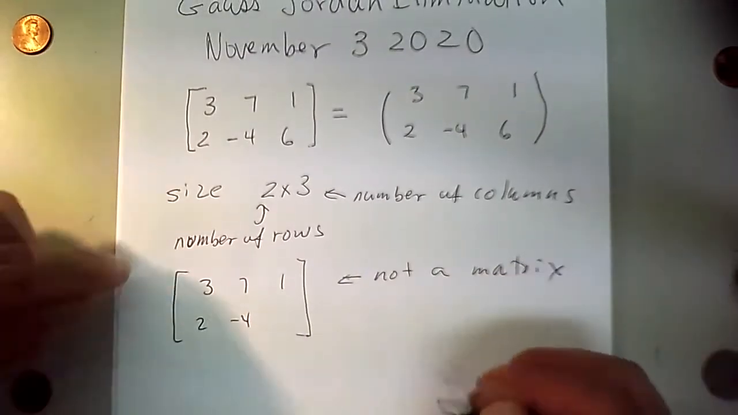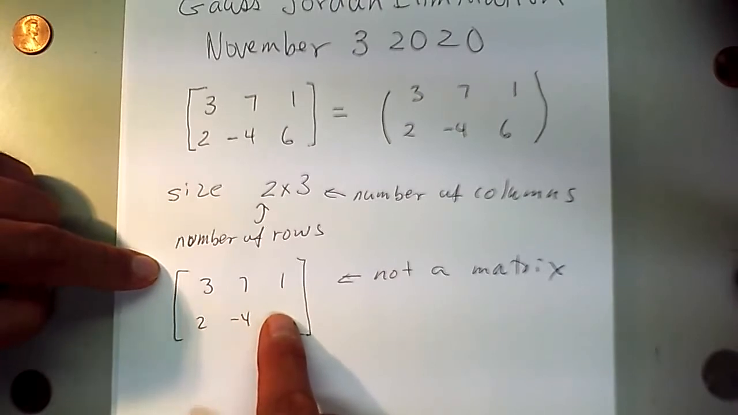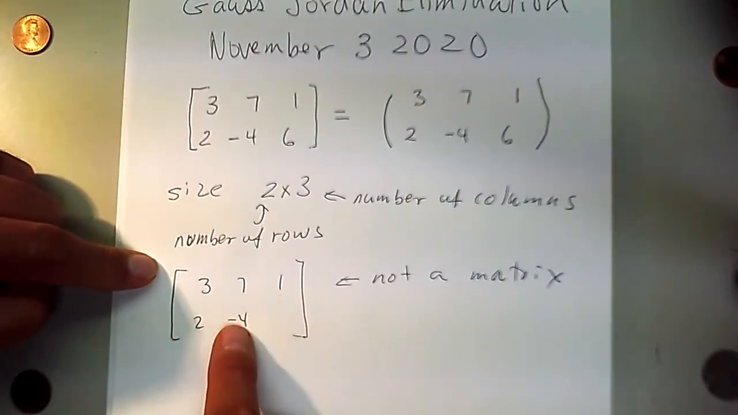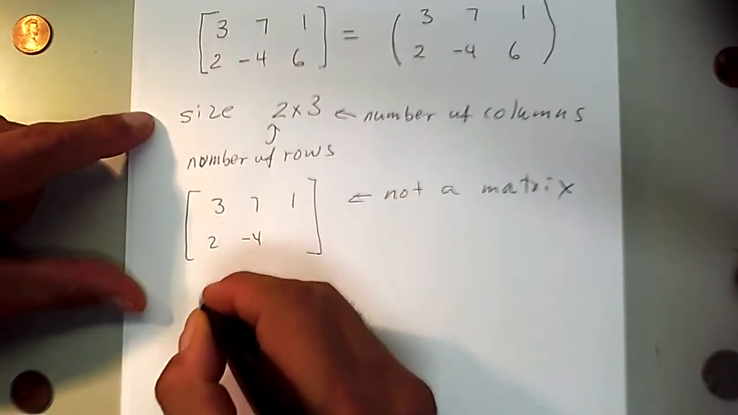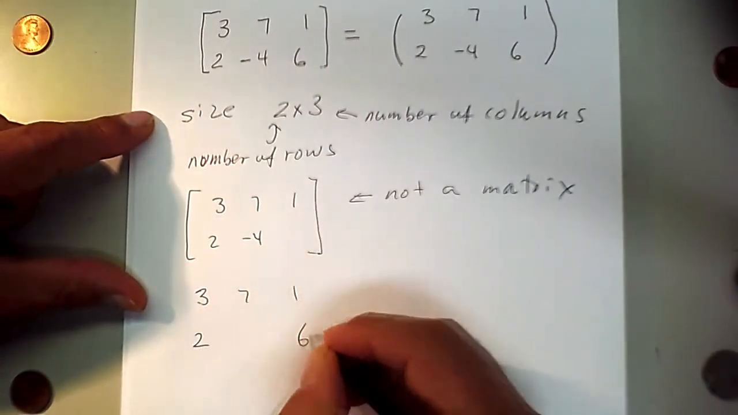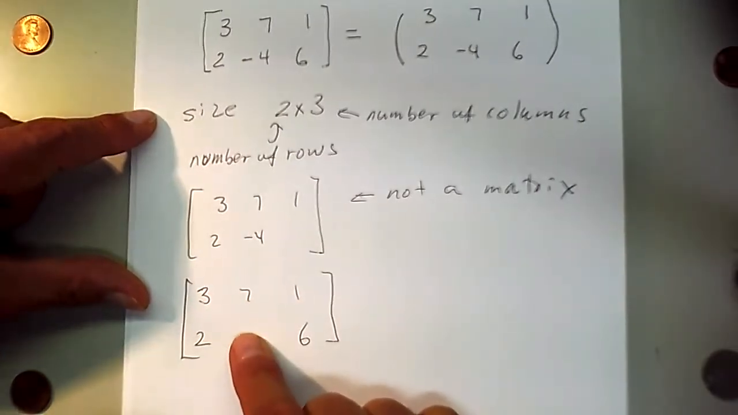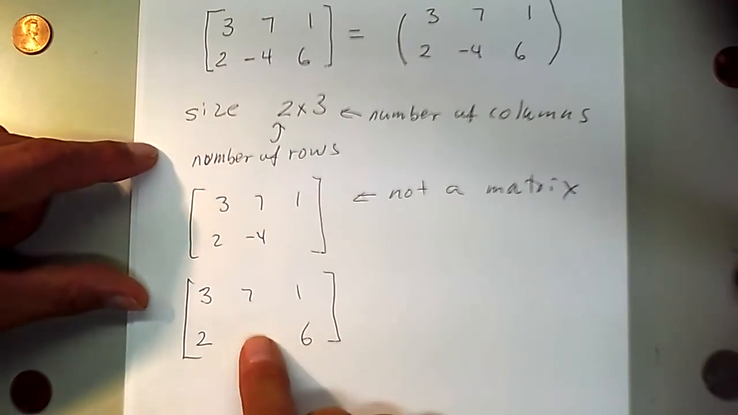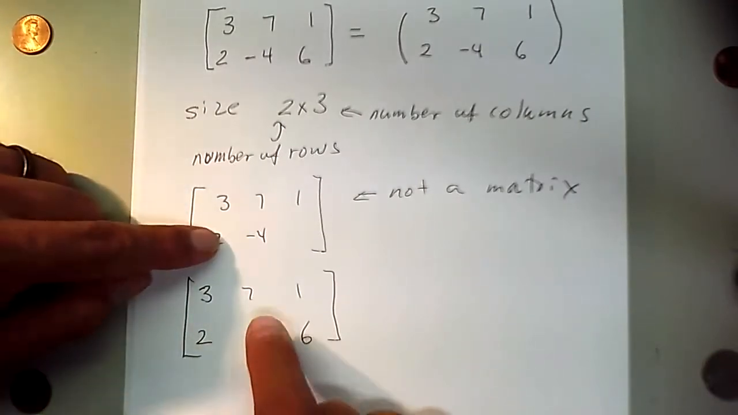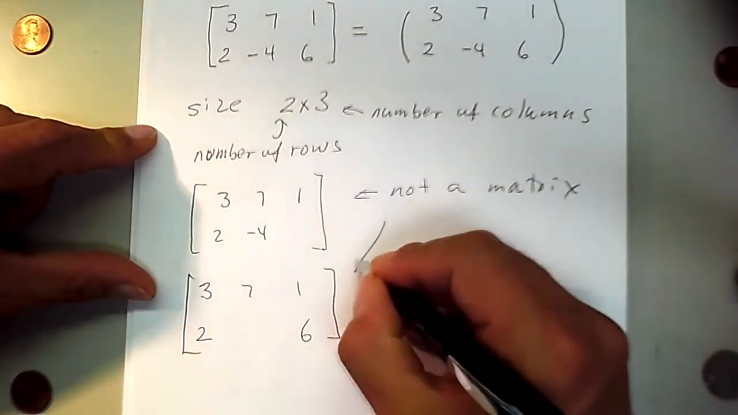because it's not rectangular. If you start, it's missing a corner in order to be rectangular. Or if we were missing this guy, so let's say you have 3, 7, 1, 2, 6, like that. With this part missing, it's not that it has to be negative 4. It is just missing something. That is not a matrix.